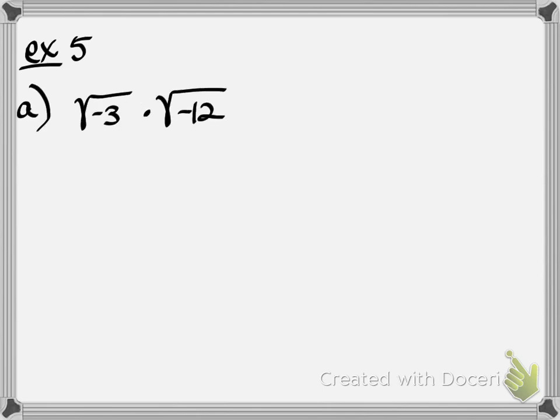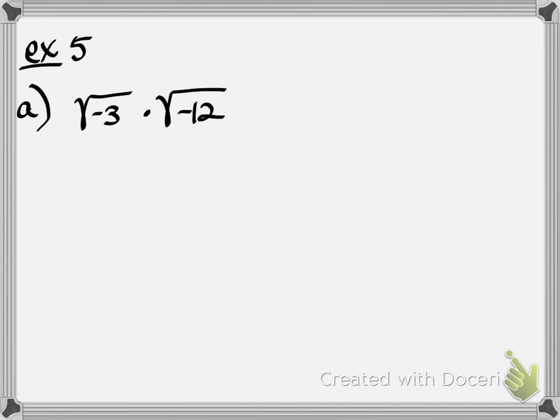And last, we're going to review how to work with radicals. Example 5. If you have the square root of negative 3 times the square root of negative 12. So if we're not taking square roots of negatives, which are imaginary numbers, we're allowed to put them both under the root together and multiply them. But since these are imaginary numbers, because they're square roots of negatives, we have to simplify them first.